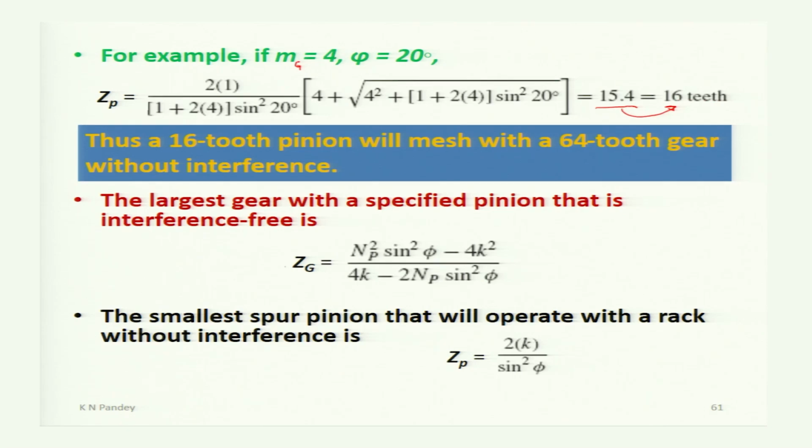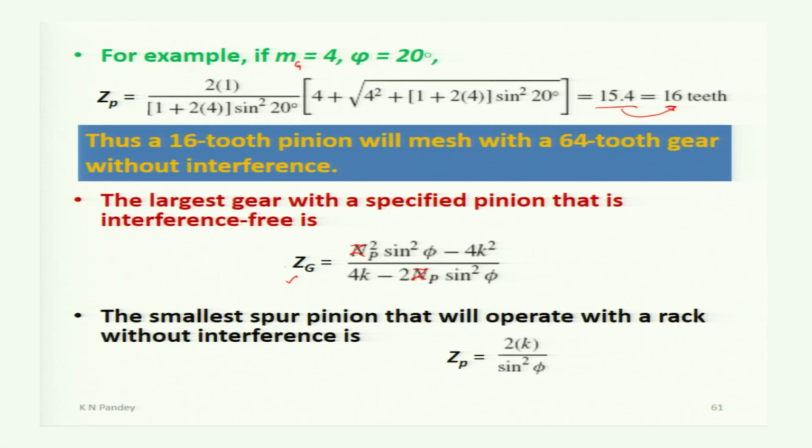Now, the largest gear with a specified pinion that is interference free is given by this formula. Number of teeth on the gear is equal to number of teeth on the pinion square sin square phi plus 4k square divided by 4k minus 2 number of teeth on the pinion sin square phi. The smallest spur pinion that will operate with a rack without interference is given by number of teeth on the pinion is equal to 2k divided by sin square phi.